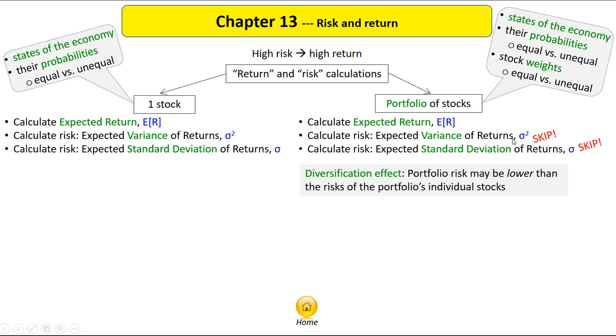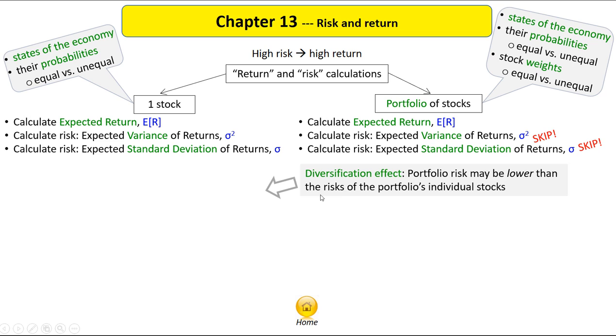Then we continued the whole portfolio analysis, and we learned about the diversification effect, which is the result that we saw in examples with two stocks in a portfolio. And we saw how portfolio risk may be lower than the risks of the portfolio's individual stocks, which was a very strange but a really cool result.